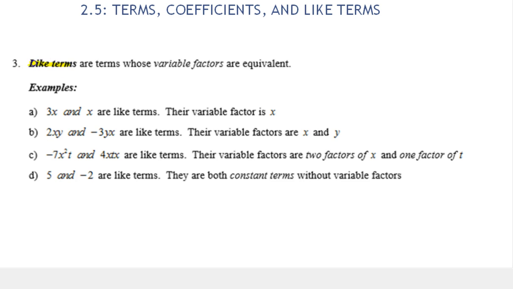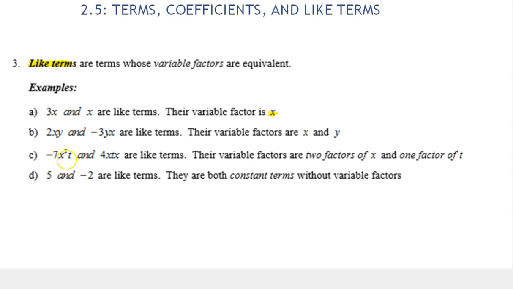And finally, we're going to need to know about like terms. Like terms are terms whose variable factors are equivalent. So 3x and x, they are like terms. They're variable factors in x. Notice these 2 terms, they both have variable factors of x times y, so they are like terms.